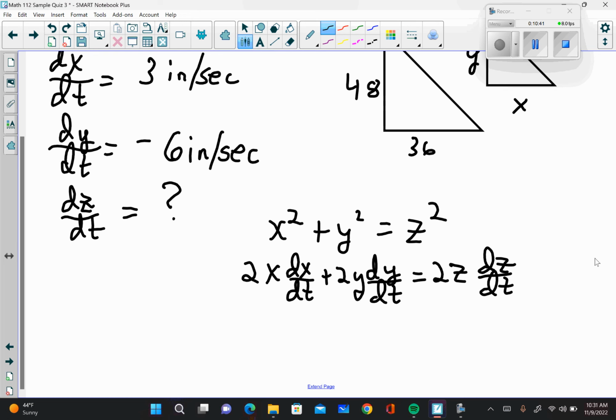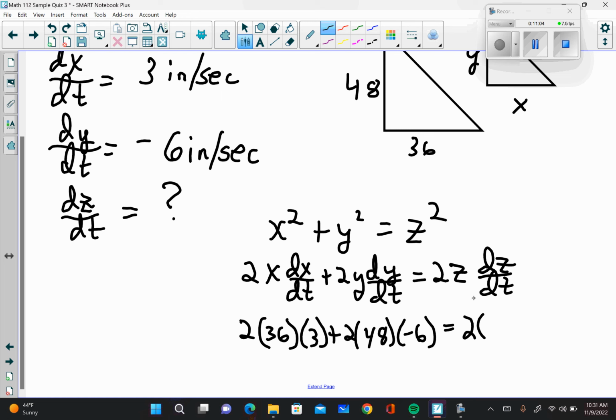And now the next step is plug in numbers. 2 times the x was 36. dx over dt is positive 3. Copy the plus, copy the 2. Y is 48. dy over dt is negative 6. Copy the equals, copy the 2. I'm going to talk about how to get that number in a second. And dz over dt gets copied because that's the question.